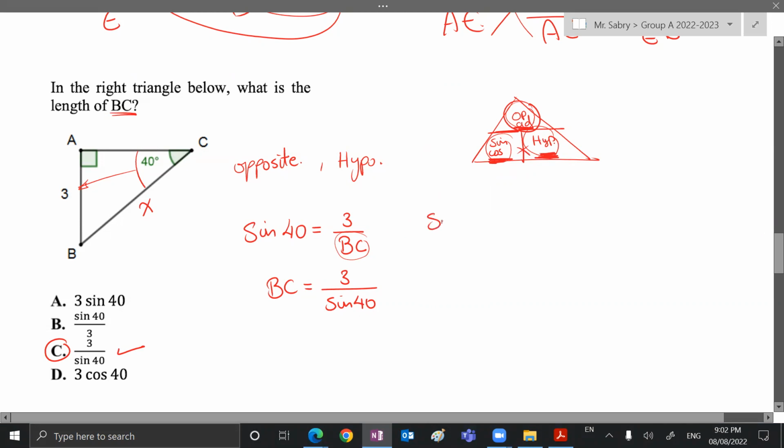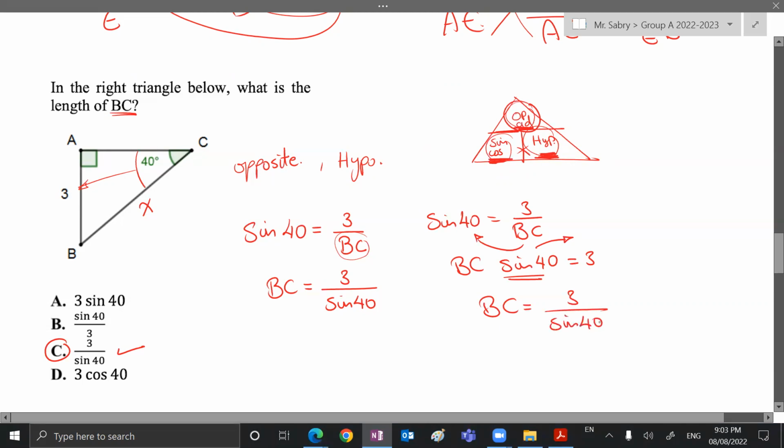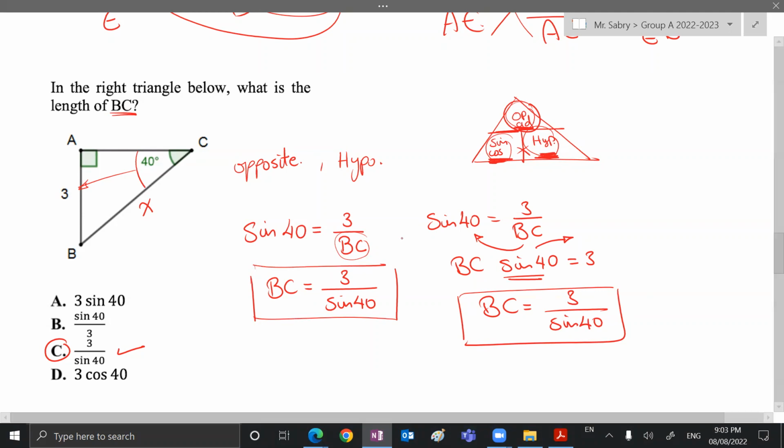Another way is because you need to find BC, which is in the denominator, it will go to the other side first with multiplication. So it will be BC sine 40 equals 3. Then sine 40 will need to go to the other side with division. So BC equals 3 over sine 40, which is the same thing. So you either memorize it this way or you better understand it that way, however you prefer. Does that answer your question? Yes, perfect. Most welcome.